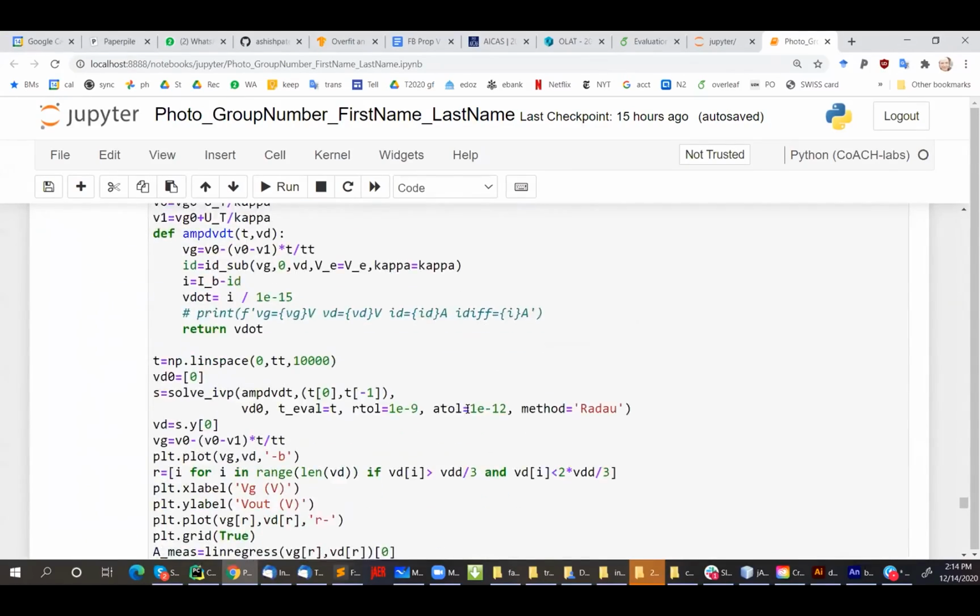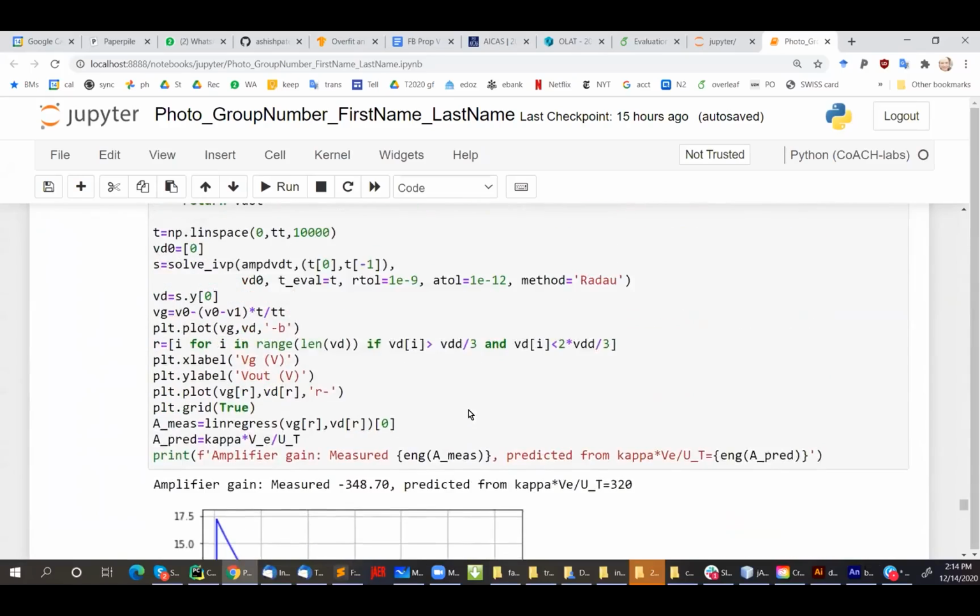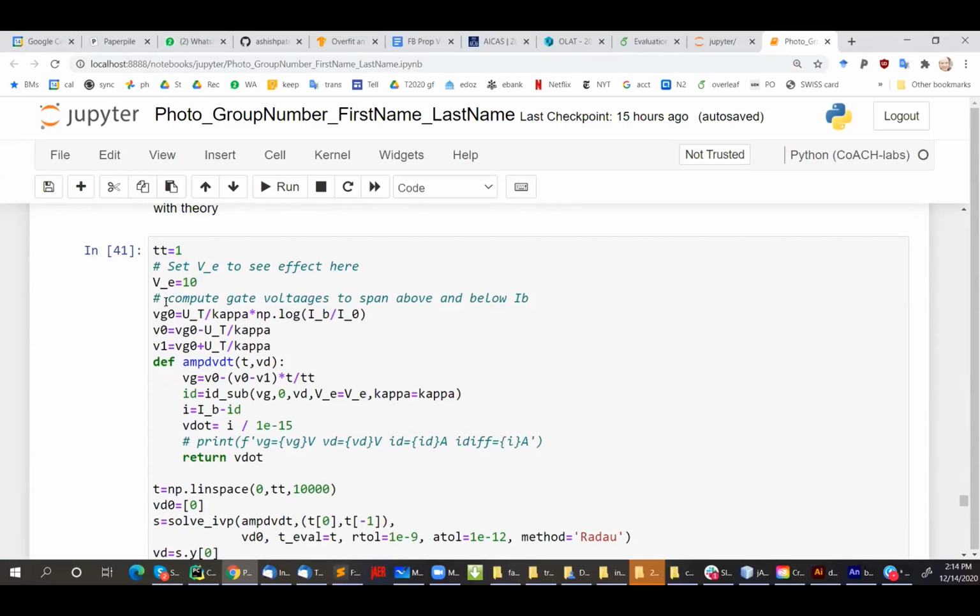Okay, that's the actual step response. Here is the simulation of that open loop amplifier. Here we compute the derivative of the output voltage with respect to time and the drain voltage. This is like the differential equation, right?